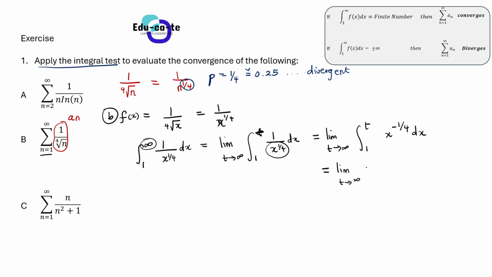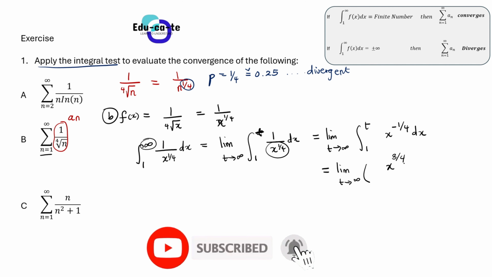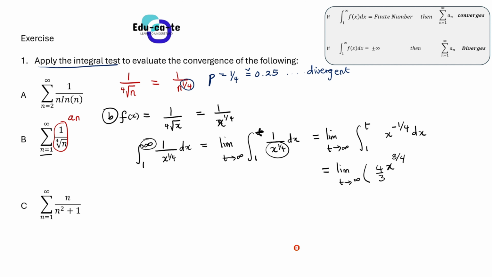So when you reverse the power rule here, you're just going to add 1 to 1 over 4, and that's going to give you 3 over 4. So this is going to give you 3 over 4, and then this will be 4 over 3. You must know this technique of integrating using the opposite of the power rule: you just add 1 here, and then you divide by this new exponent.